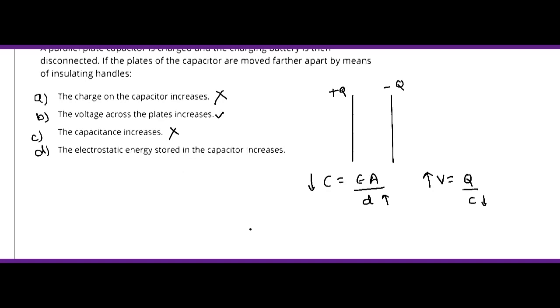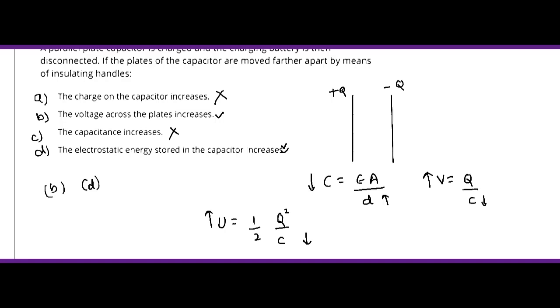Now, electrostatic energy stored in the capacitor increases. We need to find this. So how is electrostatic energy written? It is written as U equals 1 divided by 2, Q square divided by C. Now if C is decreasing, this factor is increasing, so it is inversely proportional to C because Q is constant. That means U would increase. So this option is also correct. So what are the correct options? B option is the correct option and D option is the correct option in this case. So hope you have understood this explanation.